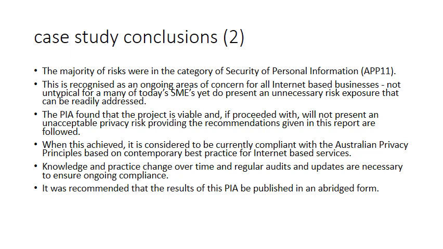So the majority of the risks are in the category of security of personal information, which is covered by Australian Privacy Principle number 11. This was recognised as an ongoing area of concern for all internet-based businesses and not untypical for many of the small to medium enterprises, yet they do present an unnecessary risk exposure that can be readily addressed. The PIA found that the project is viable and if proceeded with will not present an unacceptable privacy risk, providing the recommendations given in this report are followed. So you need some evidence that the recommendations have been followed to show that it's not been just understood.